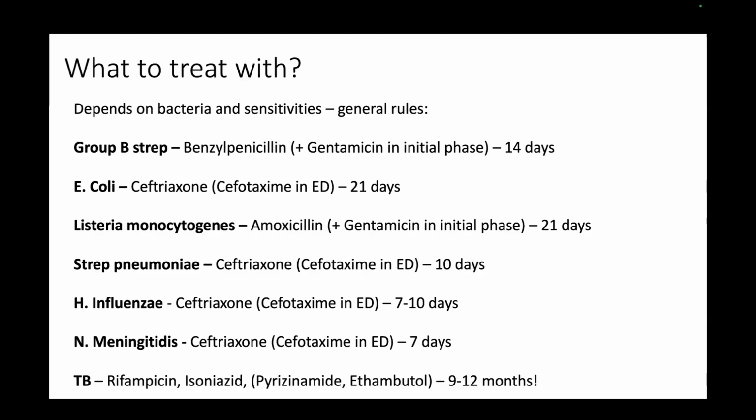Strep pneumoniae, another cephalosporin, 10 days, and Haemophilus influenzae, cephalosporin again, 7 to 10 days. And Neisseria meningitidis, interesting, even though it causes severe disease, in actual fact, the bacteria itself is quite easy to eradicate. So usually a 7-day treatment course is adequate. The children who have meningococcal disease, like I was saying, it's often the inflammatory response which is responsible for a lot of their neurological issues down the line. And TB, so you're going to give quadruple treatment in the initial phase and then move down to just rifampicin and isoniazid. And that's a total of 9 to 12 months, so really prolonged treatment there.